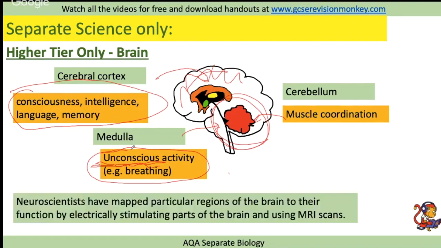Now, doctors that investigate problems with brains are called neuroscientists, and they have mapped particular regions of the brain to their function by electrically stimulating parts of the brain and scanning it. So sometimes patients that have brain disorders, they will stimulate certain parts of the brain using probes and then look on a machine to see what effect that is having on the activity of the brain. So it's telling them a lot about the different parts of the brain and what they do. But obviously, any operation with the brain can have serious consequences.